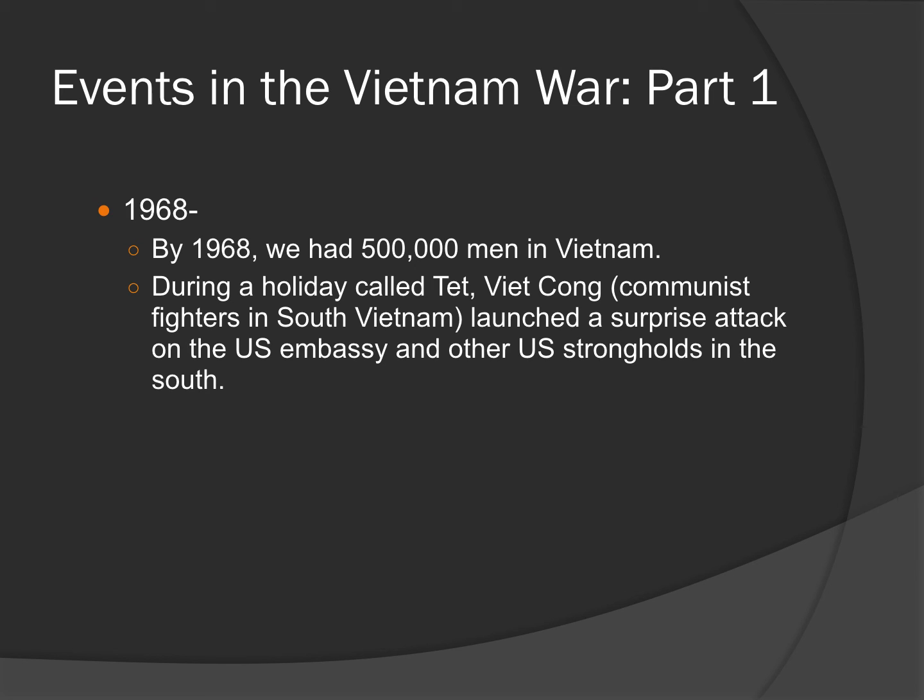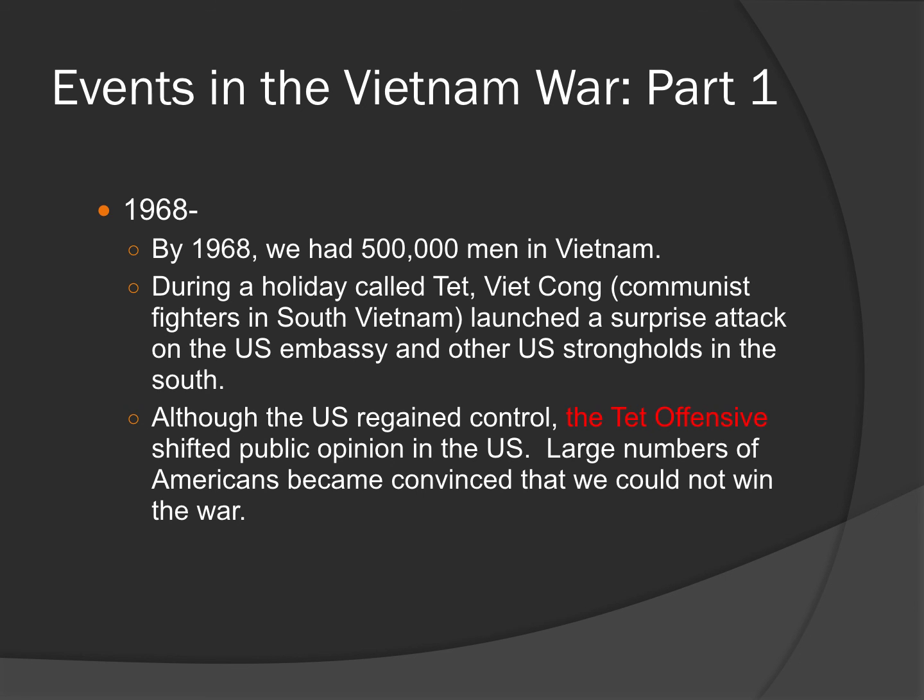One of those was the U.S. Embassy in Saigon. And they actually got through the embassy walls. They attacked several bases in the South. And even though the U.S. very quickly regained control, what became known as the Tet Offensive changed public opinion in the United States. When they saw these bases being attacked, when they saw our embassy being attacked, many Americans became convinced that this was simply an unwinnable war.